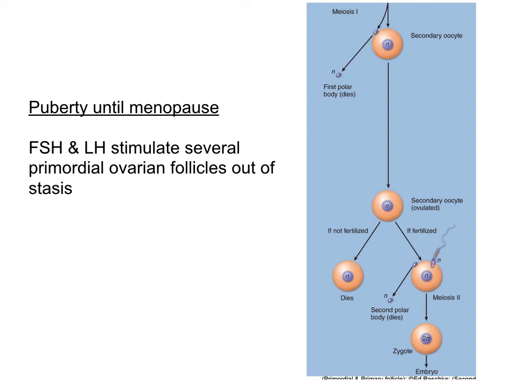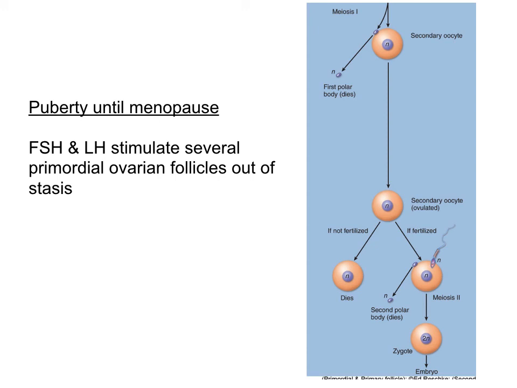Now, even though 24 are woken up monthly, one primary oocyte completes meiosis I. When it completes meiosis I, as you can see from the top of the figure, you will form two cells. One cell is called the secondary oocyte, the other is called a polar body. Both the polar body and the secondary oocyte are haploid, so each contains 23 chromosomes.